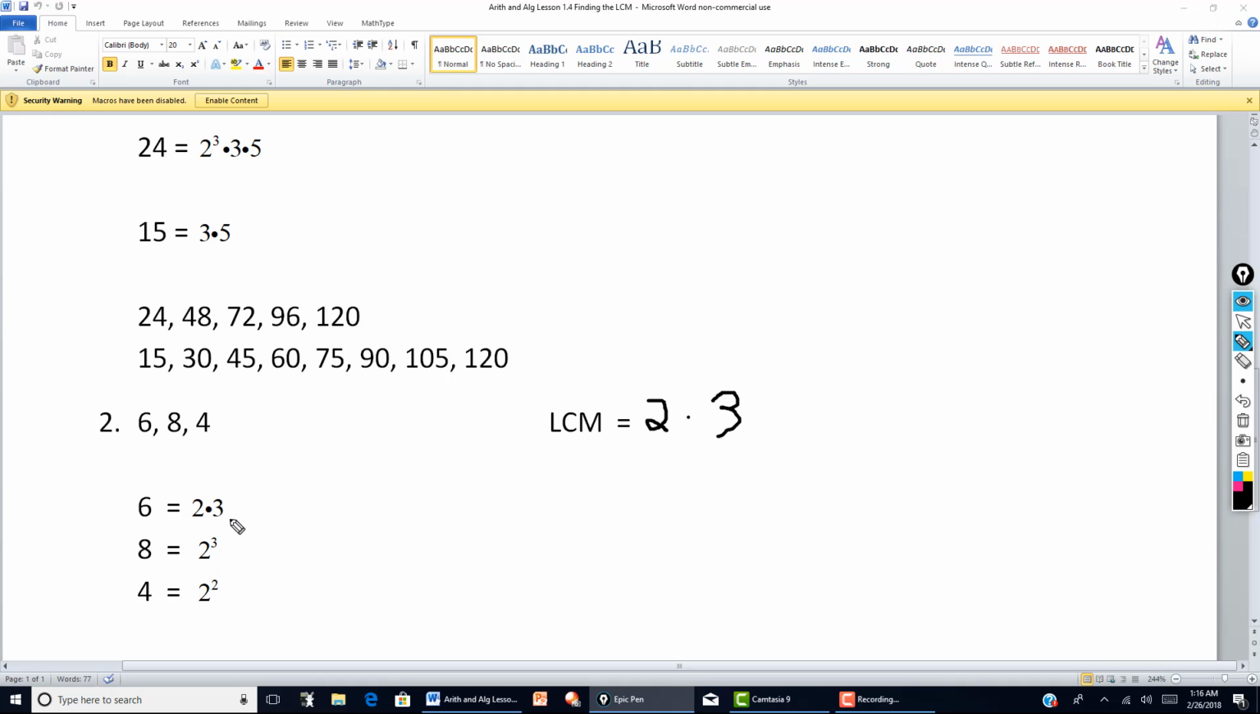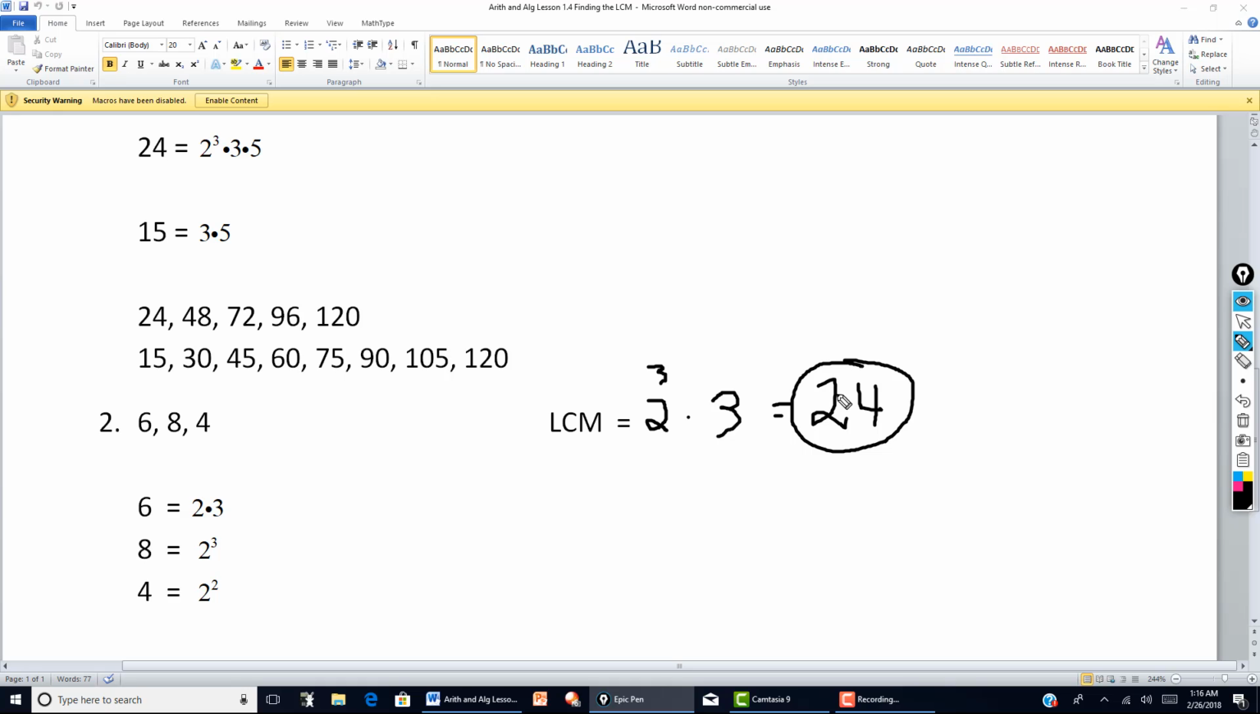And then you go back and take the largest power. So for the first one, 6 has a factor here of 2 to the first power, 8 has 2 to the third, 4 has 2 to the second. So the largest is 3, so I put a 3 right here. And then this 3 appears here only once, so the largest power is 1, so it's just 3. And 2 to the third is 8, and 8 times 3 is 24. So 24 should be the smallest least common multiple, or least common denominator when you're dealing with fractions.